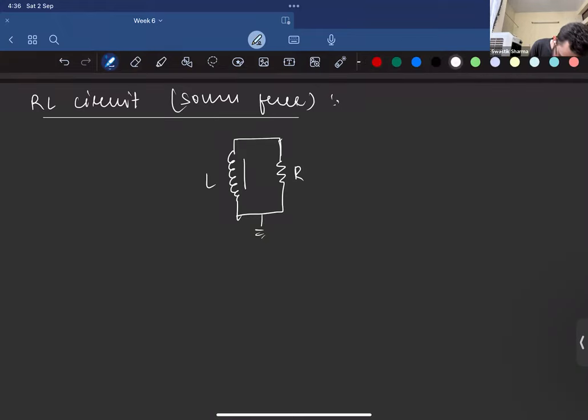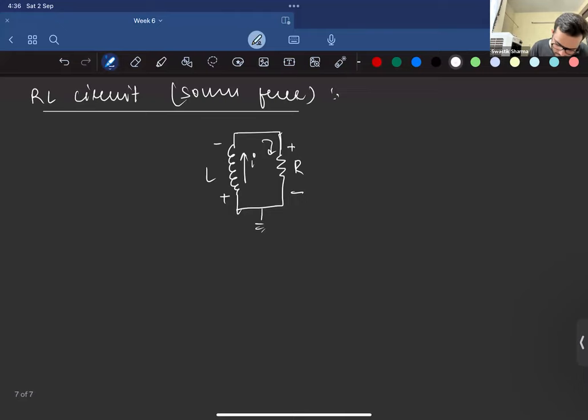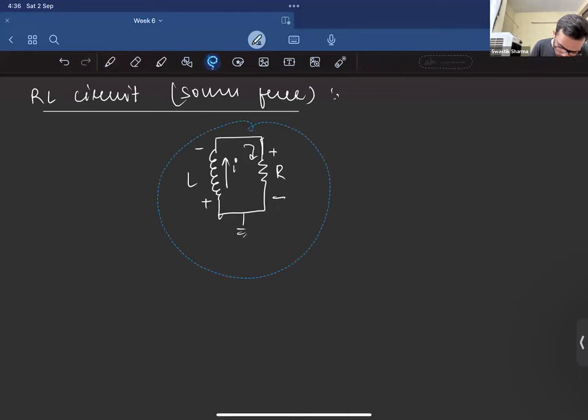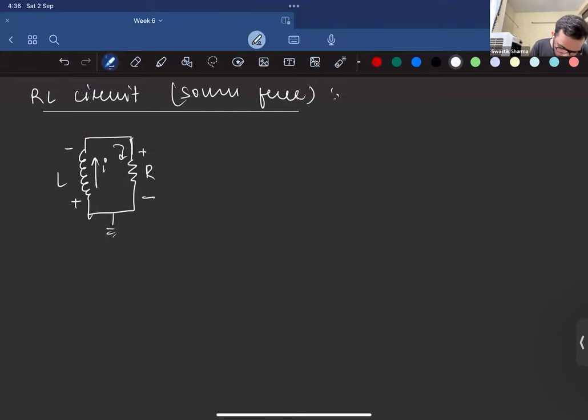So let's see. Let's say that our inductor was originally like this, and the current was flowing from this side, right? So the same current will flow to the resistor. So let's give the appropriate polarity of voltage, right? Now, let's say it was originally at some steady state, right? And at t equal to 0 when the switch was closed, it was at some I naught current, just for the sake of understanding. So now applying KVL across this loop, what will we get?